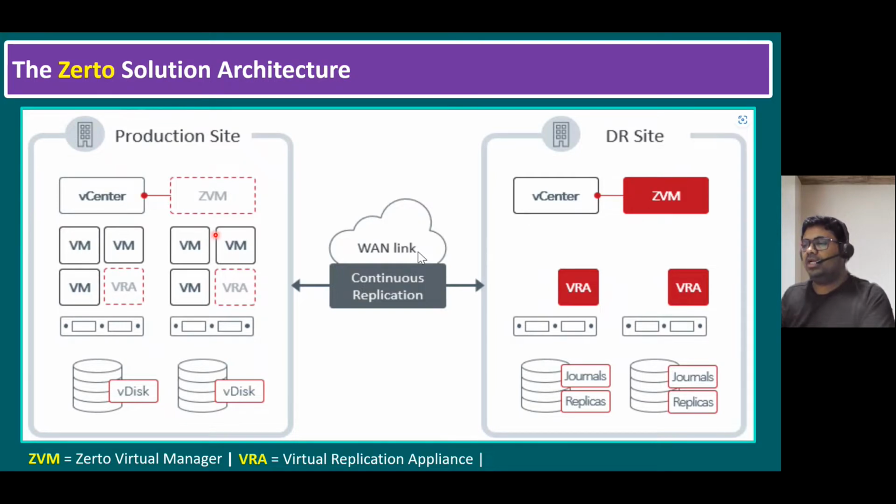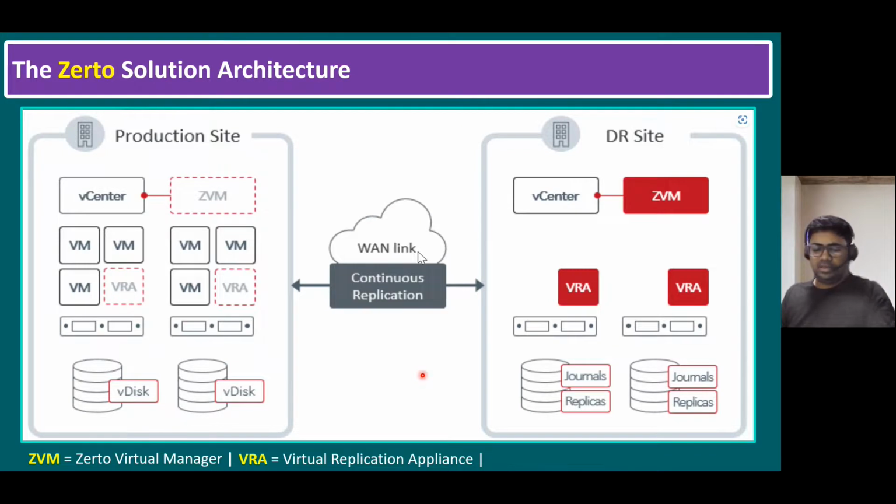whenever we create a virtual machine protection group, which we call a VPG, let's say for three VMs, and enable the replication, all three VMs will start replicating to the DR site. The benefit is that in case of any disaster or unexpected errors on our production site, we can quickly recover from the disaster recovery site. That is the benefit. ZVM, as I mentioned, stands for Zerto Virtual Manager, and VRA stands for Virtual Replication Appliance. Okay, so this is a high-level architecture.